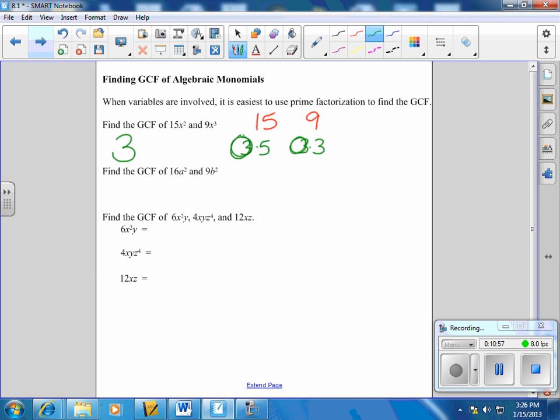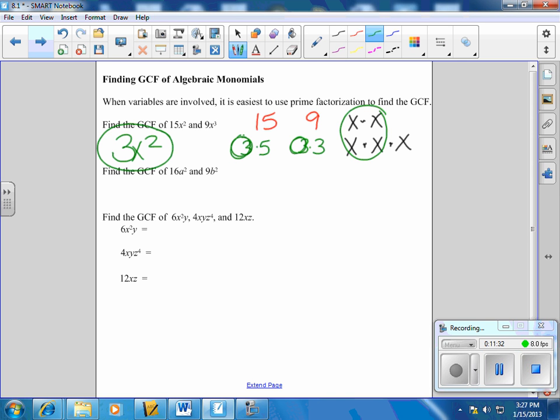And then if we look at our x's, the first one I have x squared, which is x times x. And the second one I have x cubed, which is x times x times x. So how many x's do they have in common? Well, they both have at least 2. So 3x squared is the greatest common factor for 15x squared and 9x cubed. It's the biggest thing that they both have in common. They both have at least a 3 and at least 2 x's.